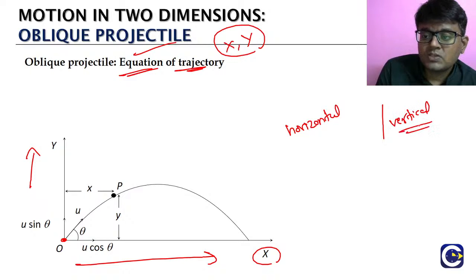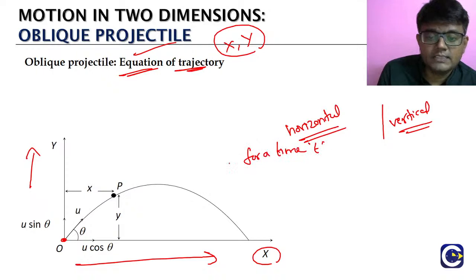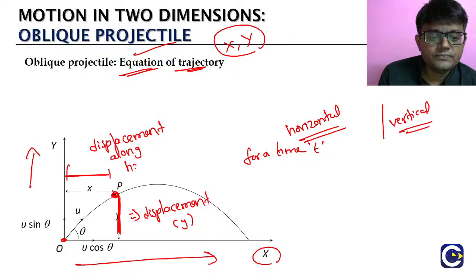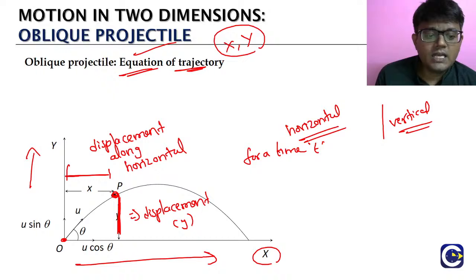Let's say after a time t, the particle comes to the point P. What is the y coordinate of that particle? It is nothing but the displacement along the y direction, the vertical displacement. What is the x coordinate? It is the displacement along the horizontal. So for that particular point P, the x coordinate is the displacement along the horizontal line, and the y coordinate is the displacement along the vertical line.